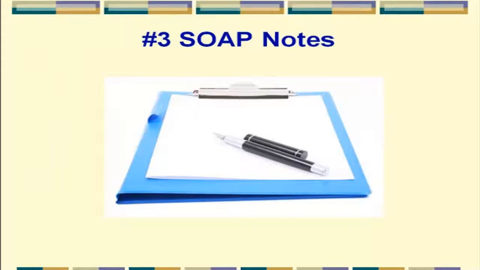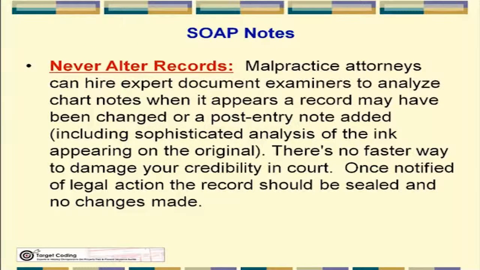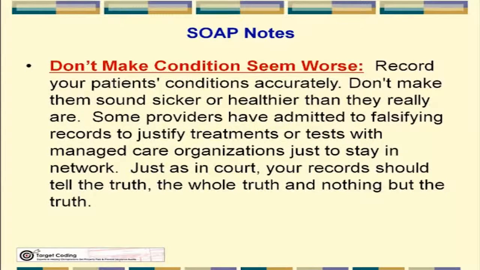Step number 3, SOAP note documentation. Just going to throw a few things out here. Never alter your records. Malpractice attorneys can hire expert document examiners to analyze chart notes when it appears a record may have been changed. So you cannot alter, change, delete, erase, add anything to your SOAP notes once they've been entered into the record. Next, don't make conditions seem worse than they really are. Report your patient's conditions accurately. Don't make the patient sound sicker or healthier than they really are.